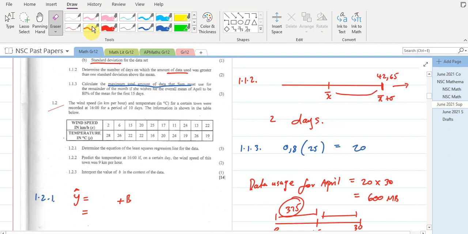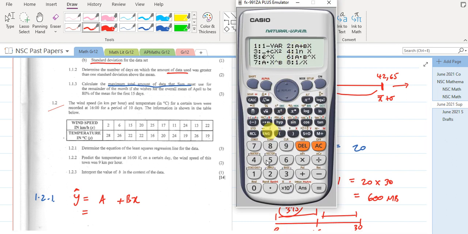Oops, it should be a plus bx. Right, a plus bx is your least squares regression line equation. So select option 2 and enter all your x values and the y values.